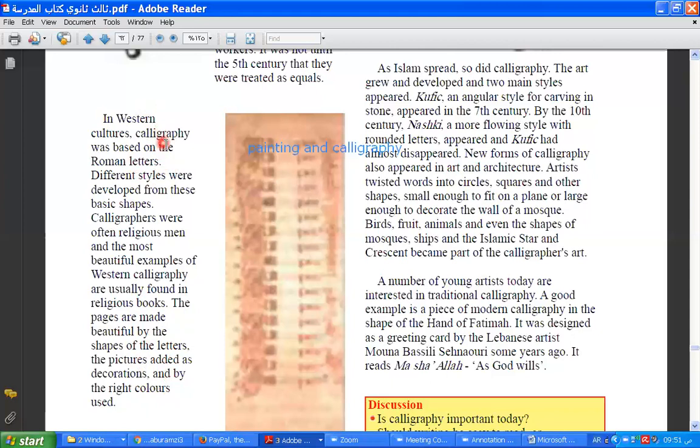In Western culture, calligraphy was based on or depended on the Roman letters. So there are different kinds of writing in the Western countries. We have all of the European languages like English, French, German, Spanish, all of these. They have one origin, which is what? Latin. That's why they are written in the Latin script.